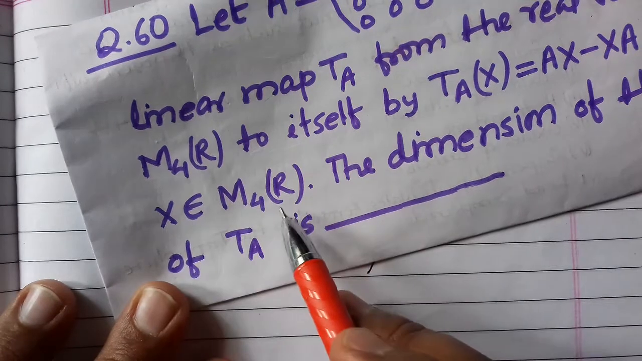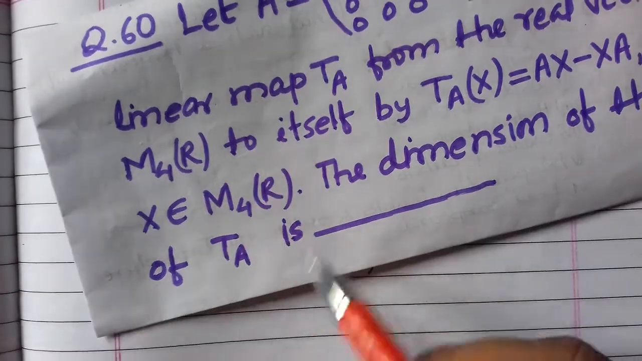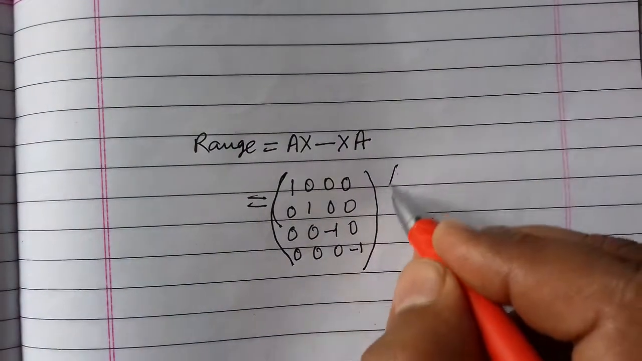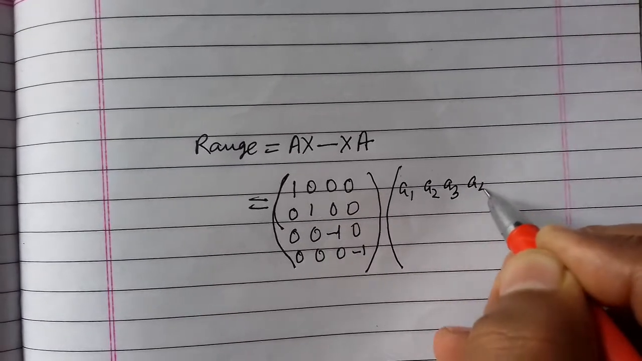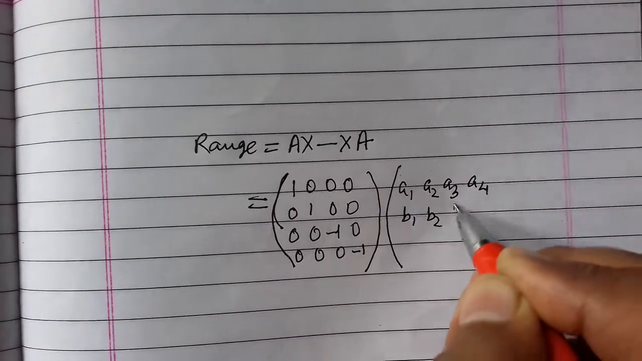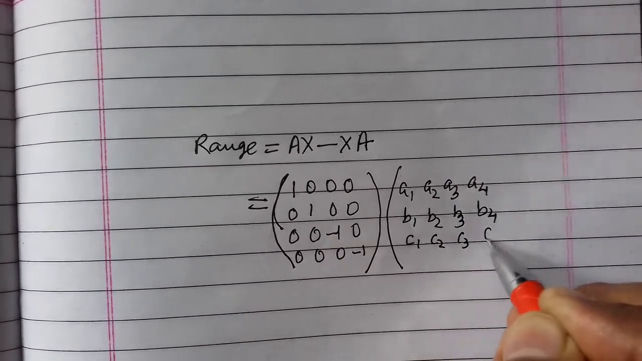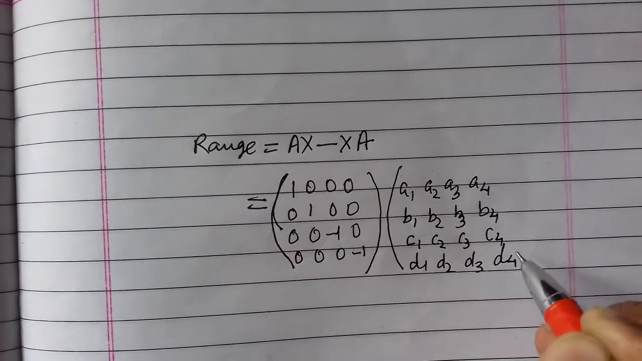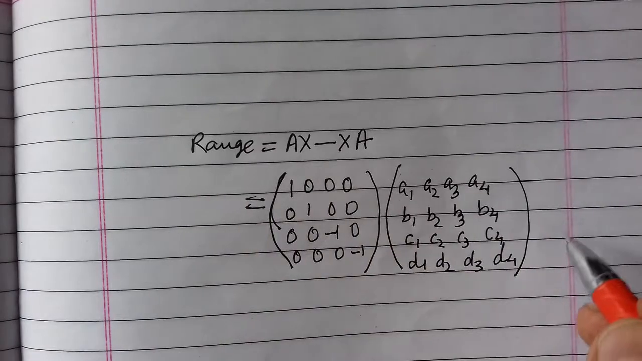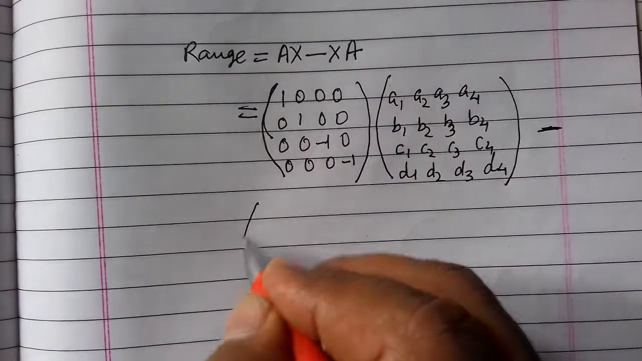And we have to take x, and you see here x belongs to M4R. M4R means a matrix of size 4 into 4. So let us take a matrix of size 4 into 4, that is a1, a2, a3, a4, b1, b2, b3, b4, c1, c2, c3, c4, d1, d2, d3, d4, and thereafter you see a minus sign, and after the minus sign you have to write xa.